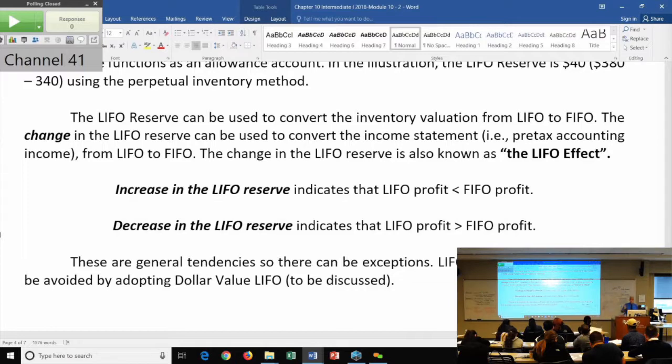Now we'll see more of that. Actually, we're going to go through some footnotes. In one of the modules, we're going to spend a little bit of time doing this, and I'll show you how to convert it. All right, so the LIFO reserve.